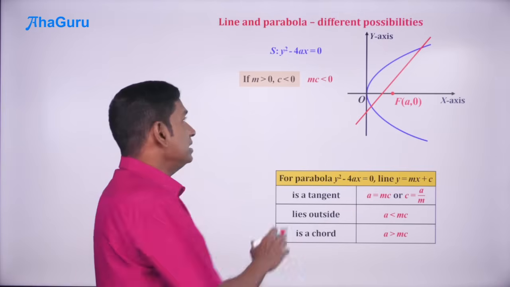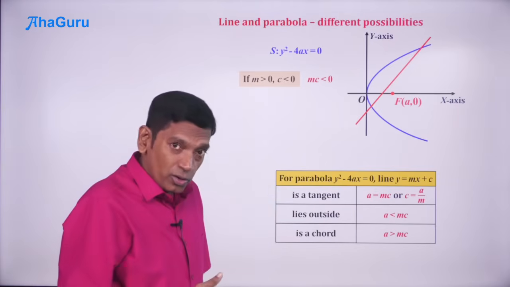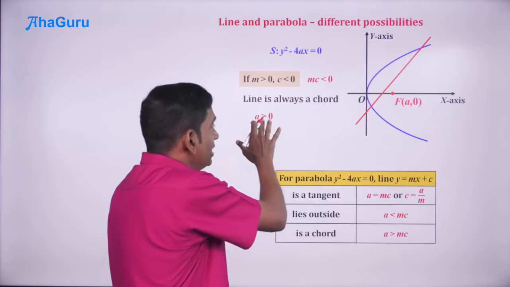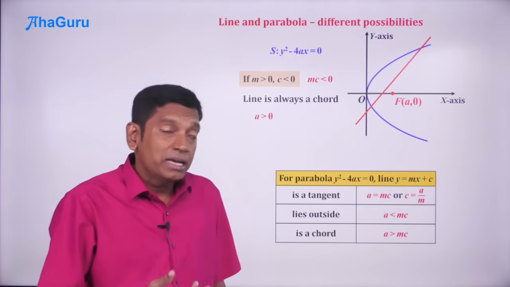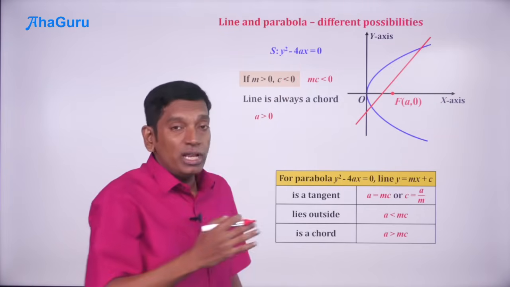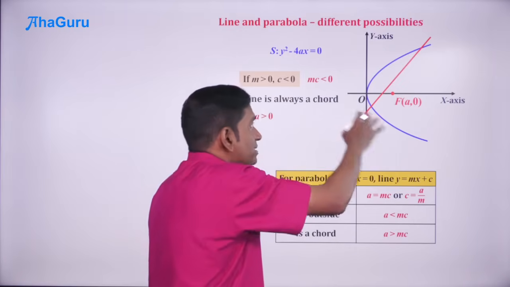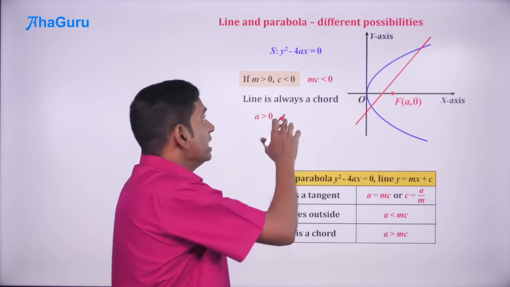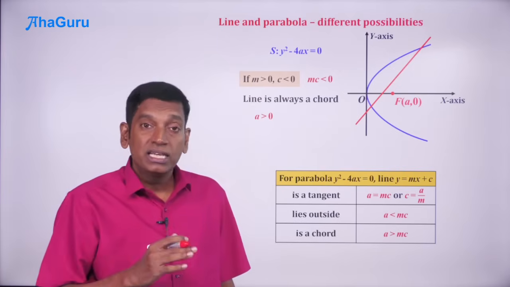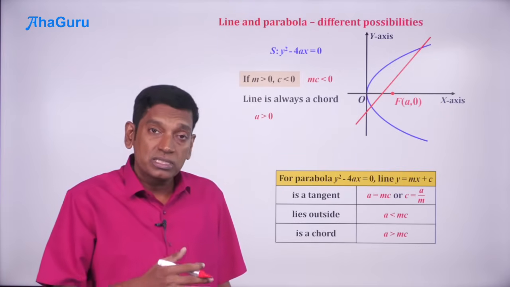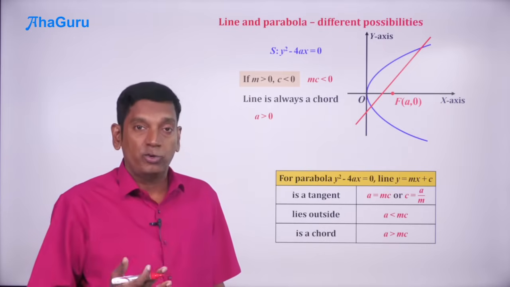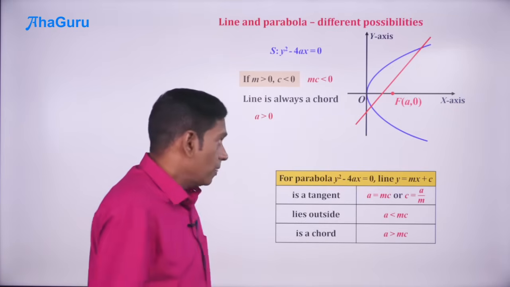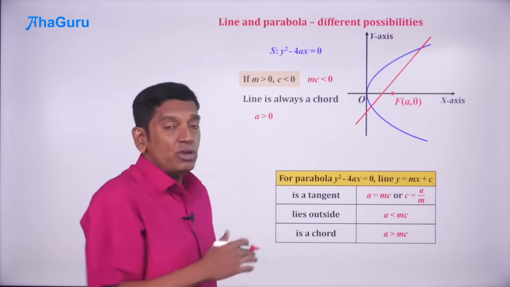And that is because if mc is less than 0, then we know that the line is always a chord, since a is greater than 0 always. Think about it. a is part of the parabola equation, and for this right facing parabola y squared minus 4ax equals 0, a is always positive. Now if the parabola is left facing, then we will still retain a as positive, but write the equation of the parabola as y squared equals minus 4ax. So a is always going to be positive, keep that in mind. That is the convention that we have chosen. a is always positive, mc is negative.